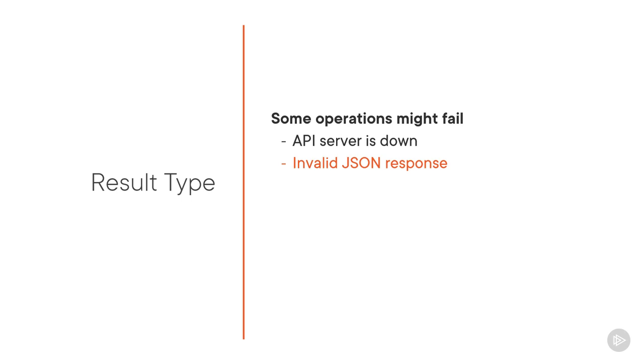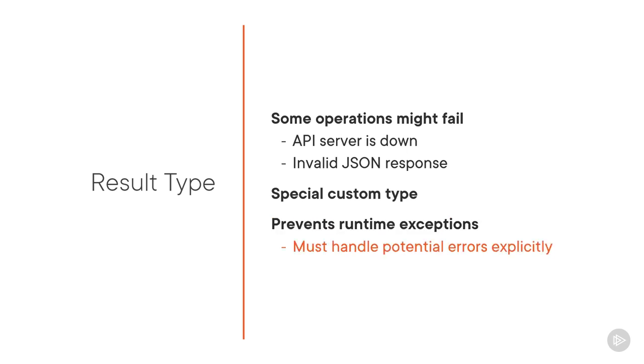Similarly to the maybe type, the result type is a special Elm custom type. The key point about the result type is that it prevents various runtime exceptions, not just null-related ones like the maybe type. The result type enforces the discipline of handling potential errors explicitly to avoid surprise crashes.